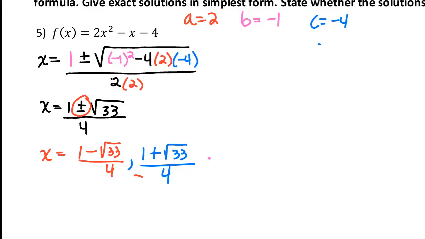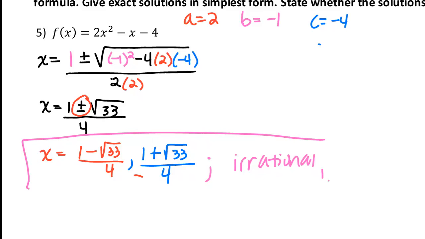And then both of those have square roots, so what are those called? Irrational. Okay, good. And that's your final answer.